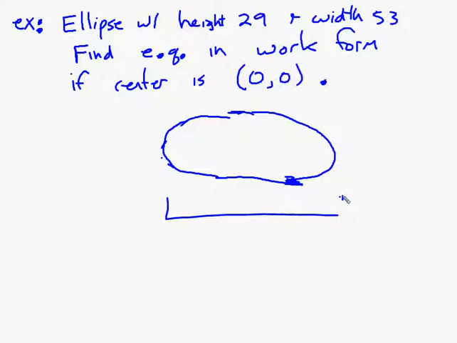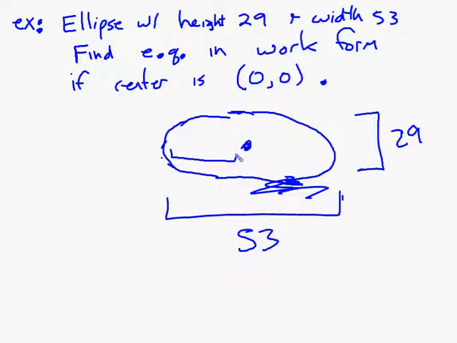So, nothing in my life ever works. 53, and my height is 29, so I know it opens left and right. So here's my center, so I know my semi along x is 53 divided by 2. So 26.5. And I know my semi along y is 29 divided by 2. Okay, so now I have my a and b.